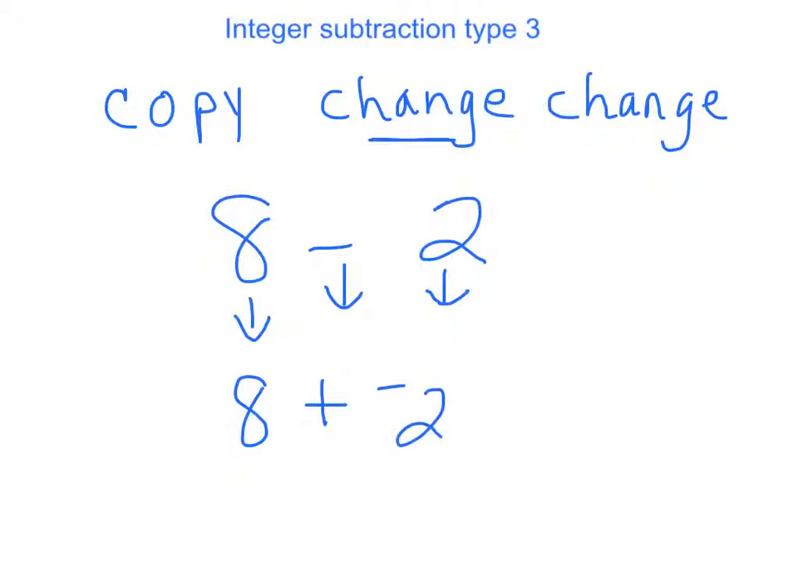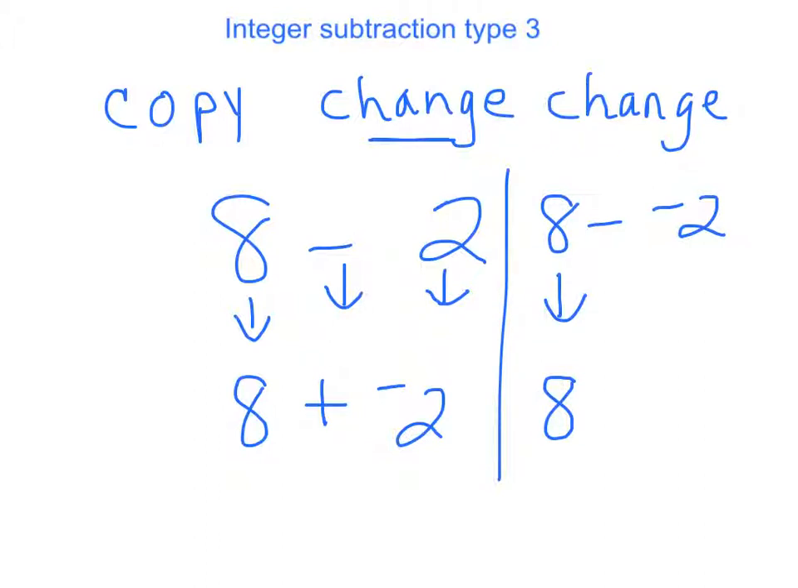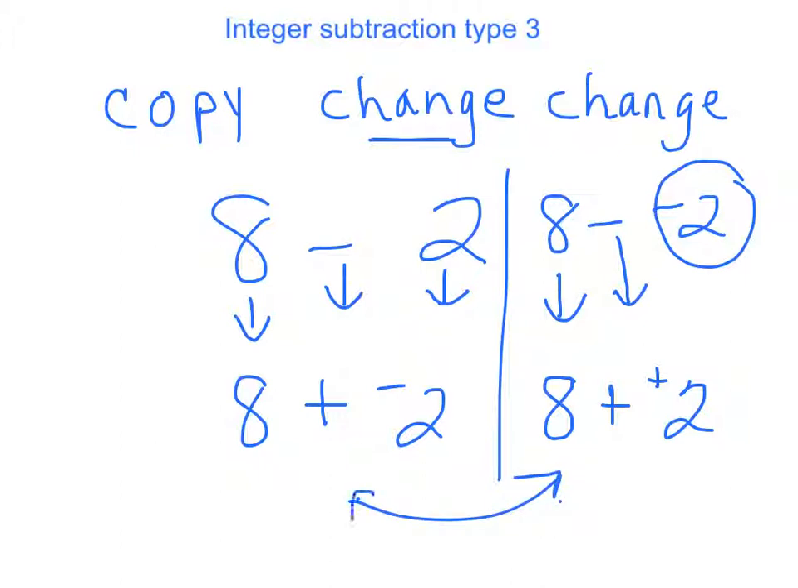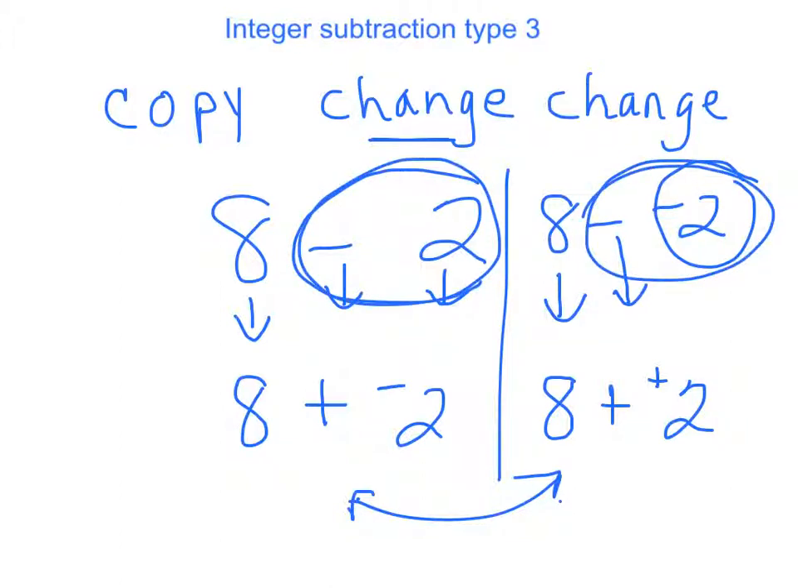Copy, change could also work if we had, say, 8 minus a negative 2. It would work the same way. We would copy the first number, the 8 does not change, then we change the subtraction sign to a plus, and we change our negative 2 to a positive 2. These are two completely different problems, by the way, but I just wanted to show you that copy, change can work whether you're subtracting a positive number or subtracting a negative number.